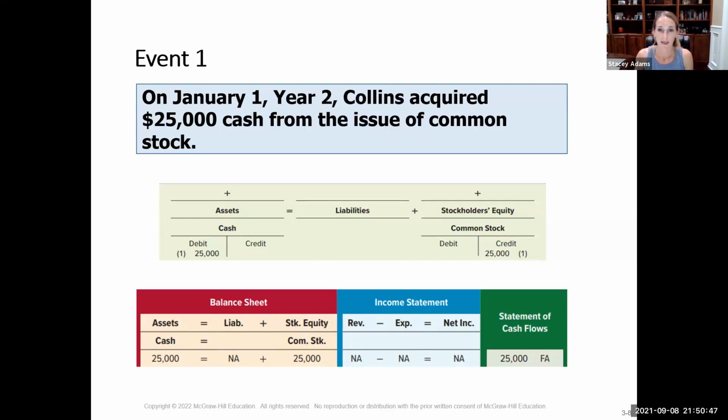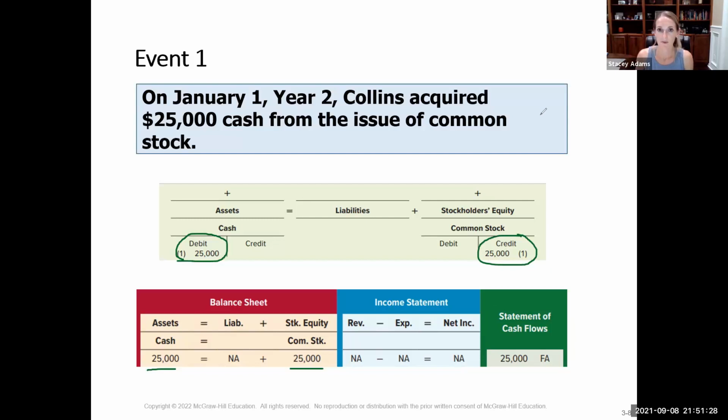In terms of debits and credits, if we have an asset that's increasing, that's a debit. And for common stock, that's an equity, and therefore, that's a credit. So our debits equal credits. And we can see here in our T accounts, we've got a debit of 25,000 and a credit of 25,000. So debits equal credits, and also in the accounting equation format at the bottom, we see 25,000 equals NA plus 25,000. So our equation is in balance as well.